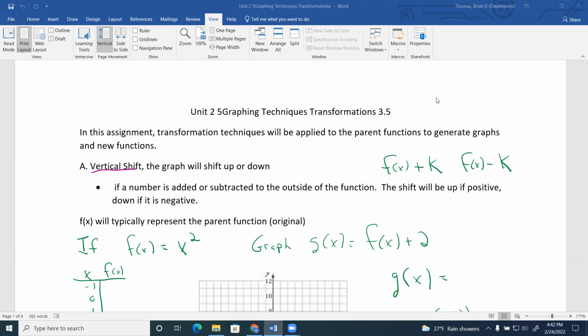So a lot of this can be done, like I said, on the calculator, but we're going to try to do this by just using 3 special points from the parent function and understanding how the graph can be affected through transformations.